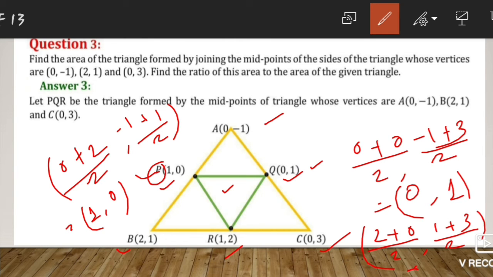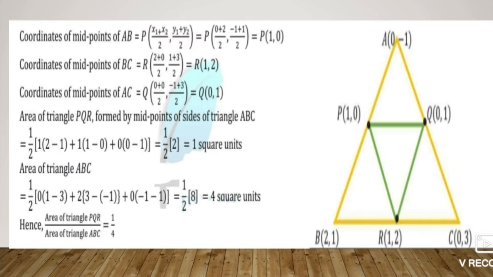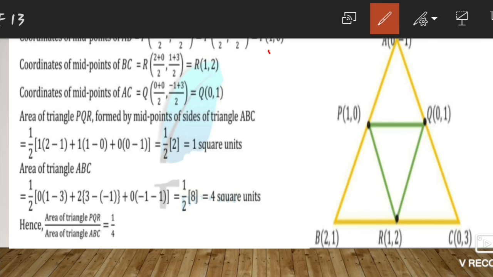That's why it will become (1, 2). Okay, so now you are getting the vertices of PQR. So you can find the area of triangle PQR from the area of triangle formula of 3 vertices. Okay, so first of all, you are evaluating the coordinates of PQR. Then the area of PQR formed by the midpoints of the sides of ABC.